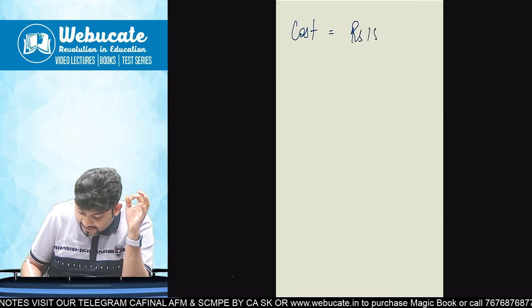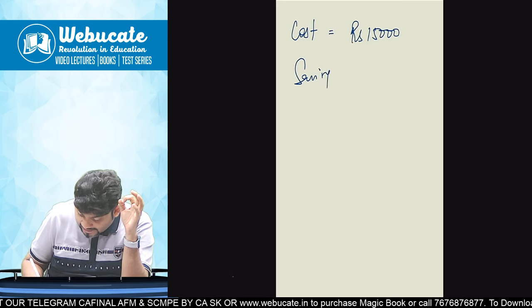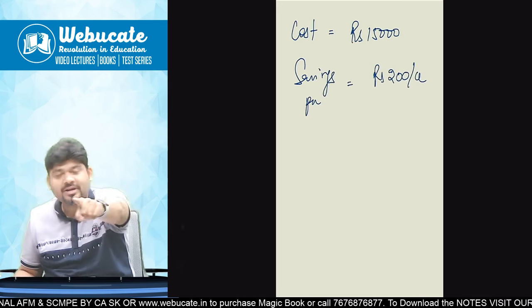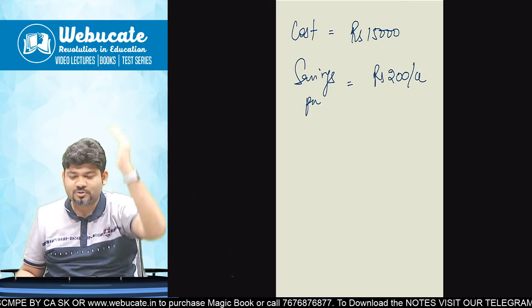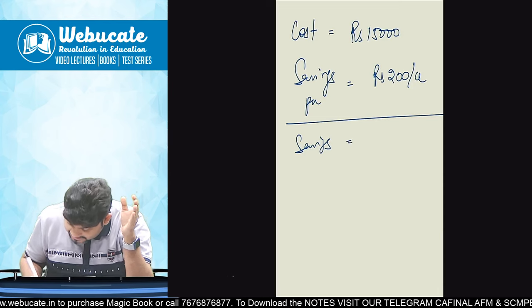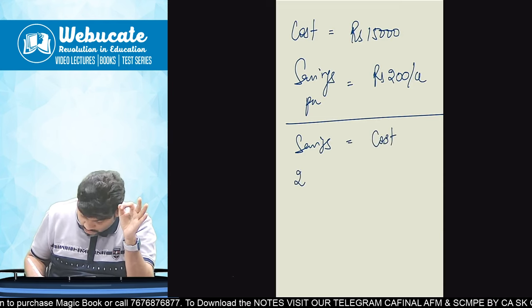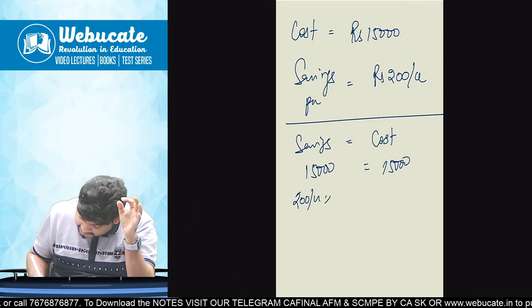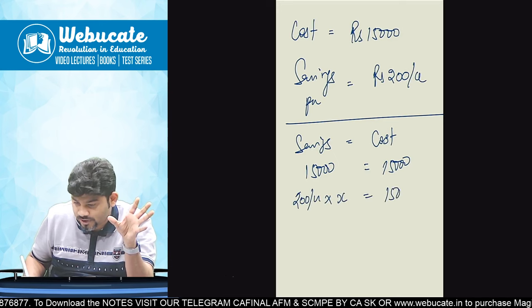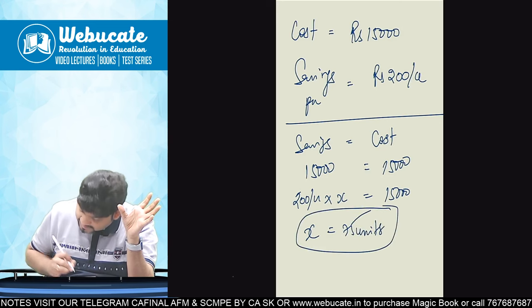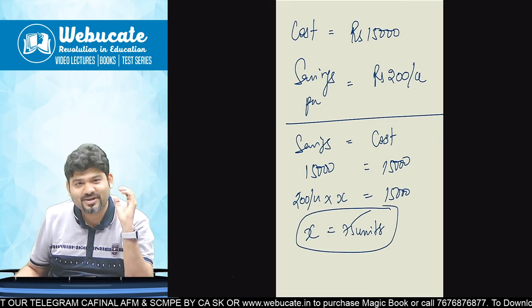So that's the whole point. Our cost is very clear, 15,000. How much benefit are you looking at? You know that savings per unit is rupees 200. So how many units minimum do you need to go ahead with this whole process? The savings should be at least 15,000. So 200 per unit into X number of units is equal to 15,000. Therefore, X is equal to 75 units. Are you understanding, guys?